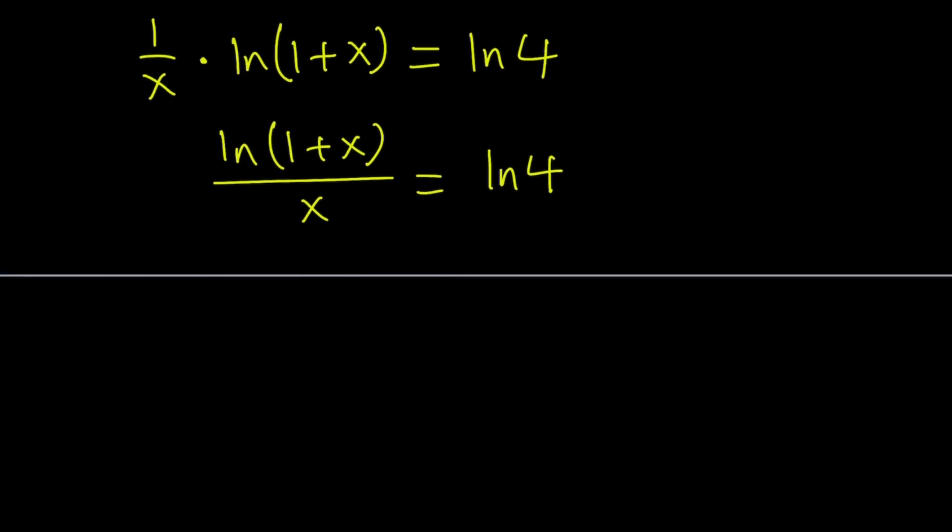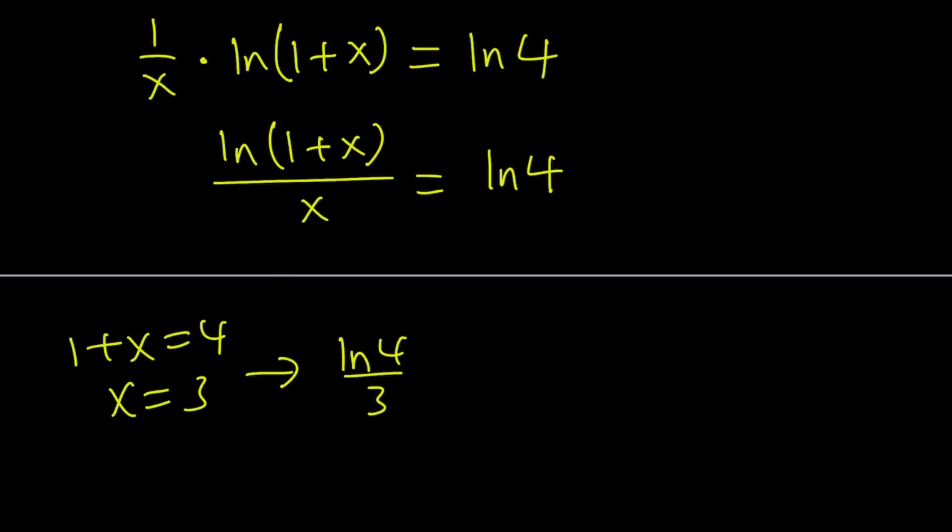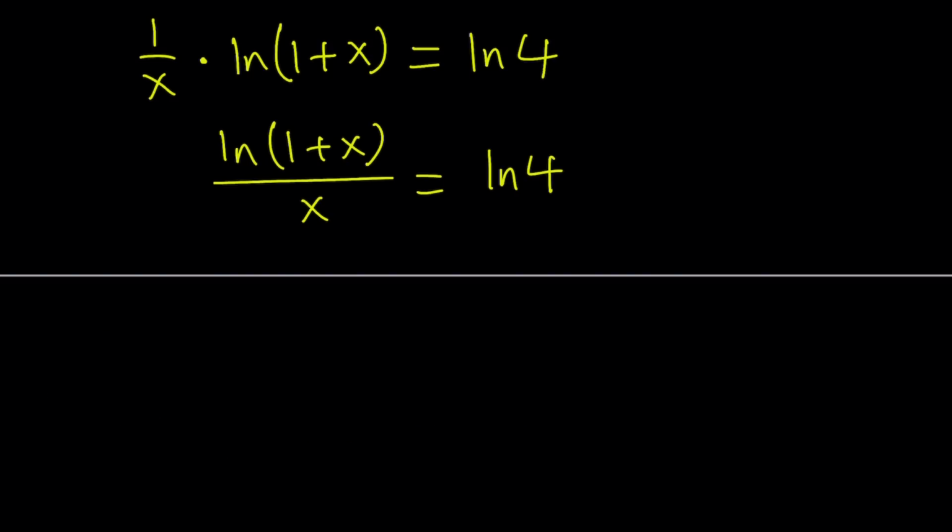So wouldn't that be nice if the ln's had the same arguments? So that implies 1 plus x equals 4, or x equals 3. But when you plug in x equals 3 on both sides, you're going to get ln 4 divided by 3 equals ln 4. ln 4 does not equal 0, so this is false. In other words, x equals 3, trial and error, gives us that it's not a solution. So x equals 3 does not work. We could probably take a note here, x does not equal 3. So we just wanted to do one-to-one correspondence, but it didn't work. So we kind of need to dig deeper.